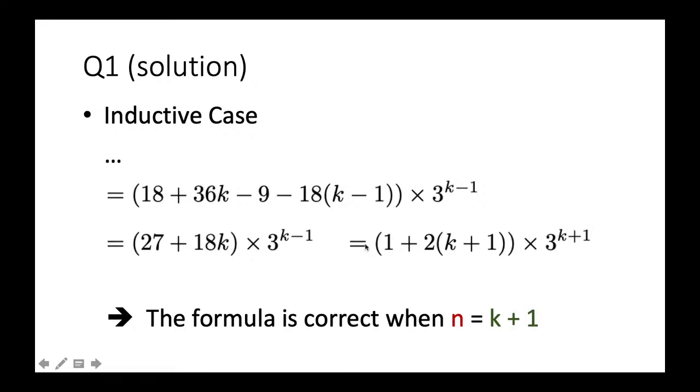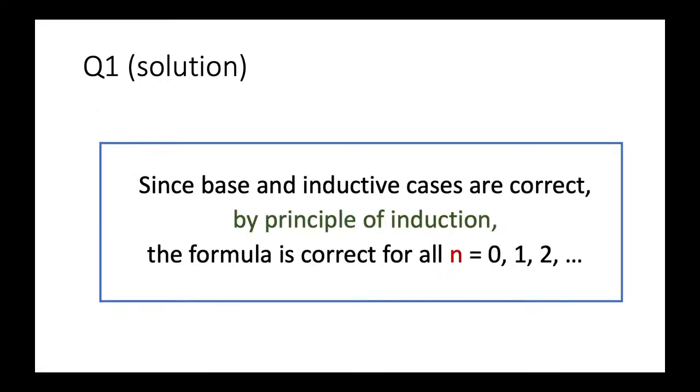What we have just shown is exactly what the formula is saying: the formula also works when n is equal to k plus 1. So altogether, we now have the base cases and also the inductive case, and we have shown that both are correct. So by the principle of mathematical induction, the formula is correct for all n equal to 0, 1, 2, 3 up to infinity.